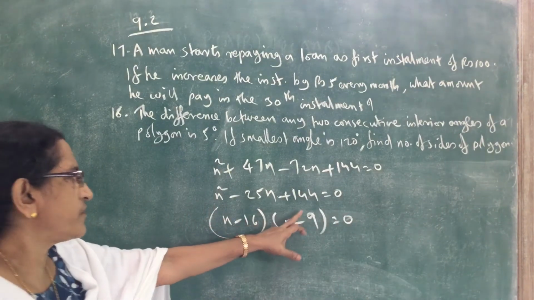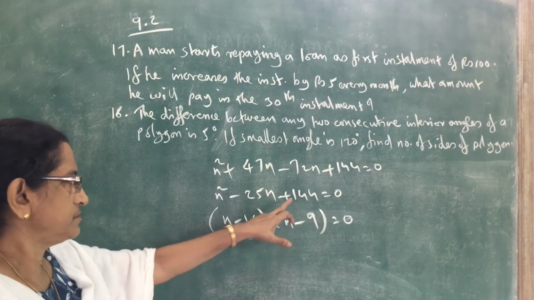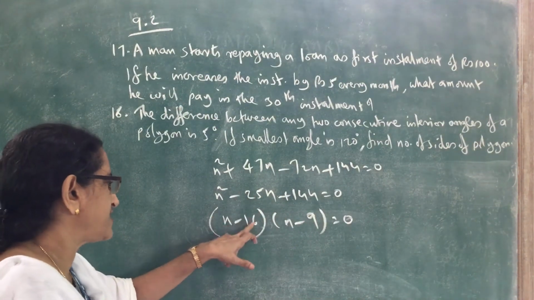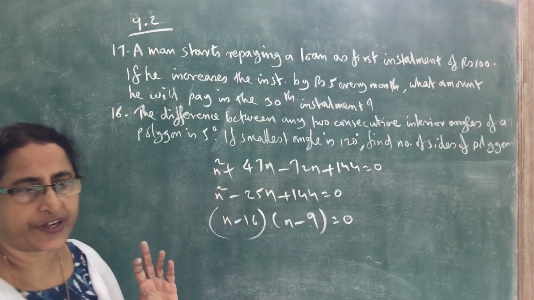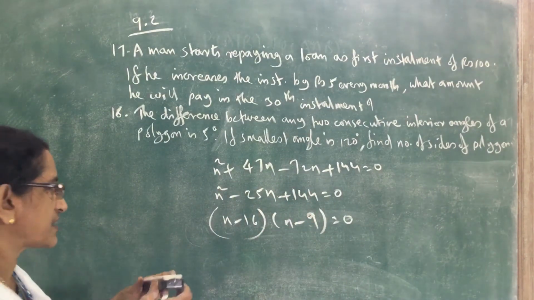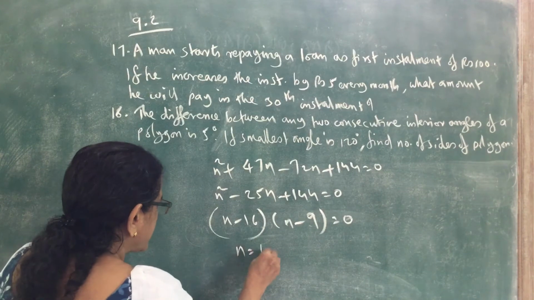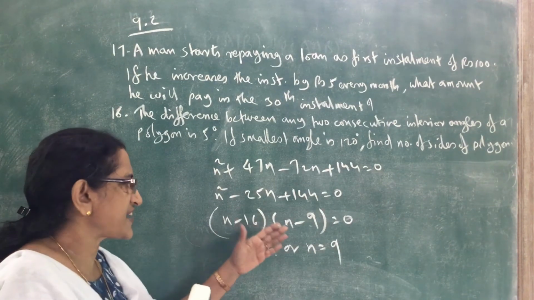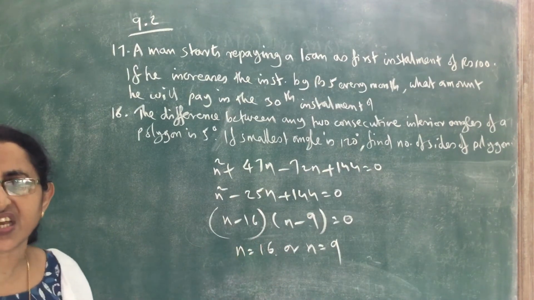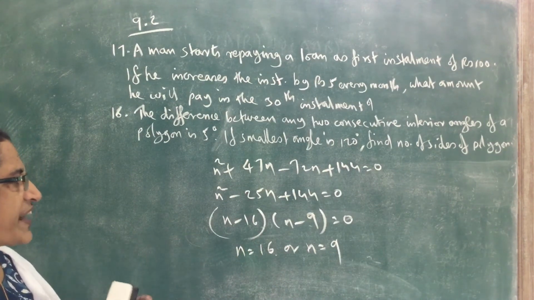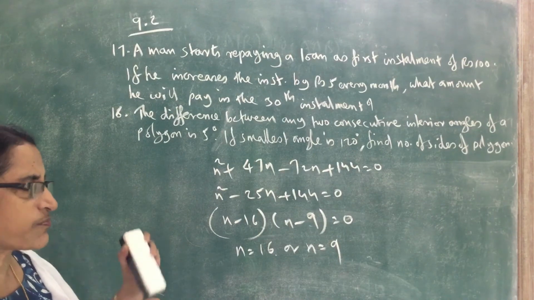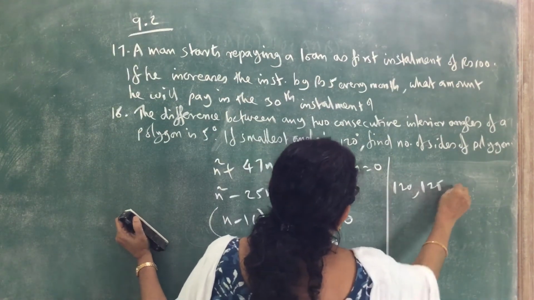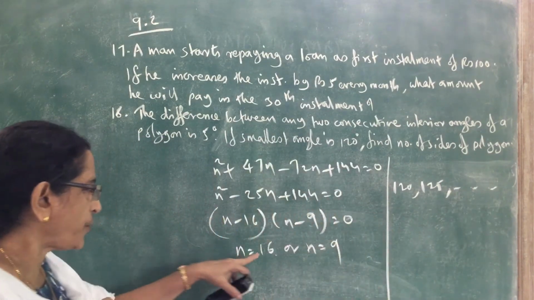16 into 9 is 144, and minus 16 plus minus 9 is minus 25, so using that we can factorize. So we get n equals 16 or n equals 9. So the number of sides is 9 or 16. But if n equals 16, what happens? We know the smallest angle is 120 degrees, then 125, etc.